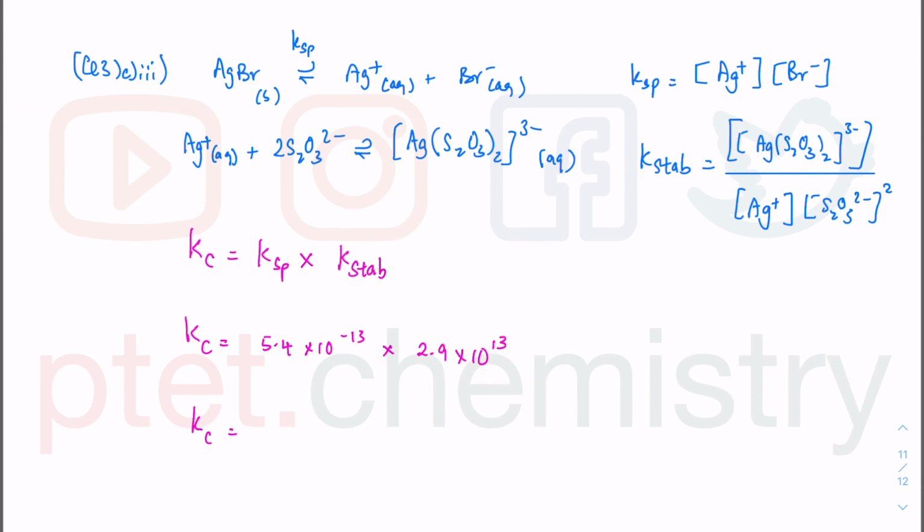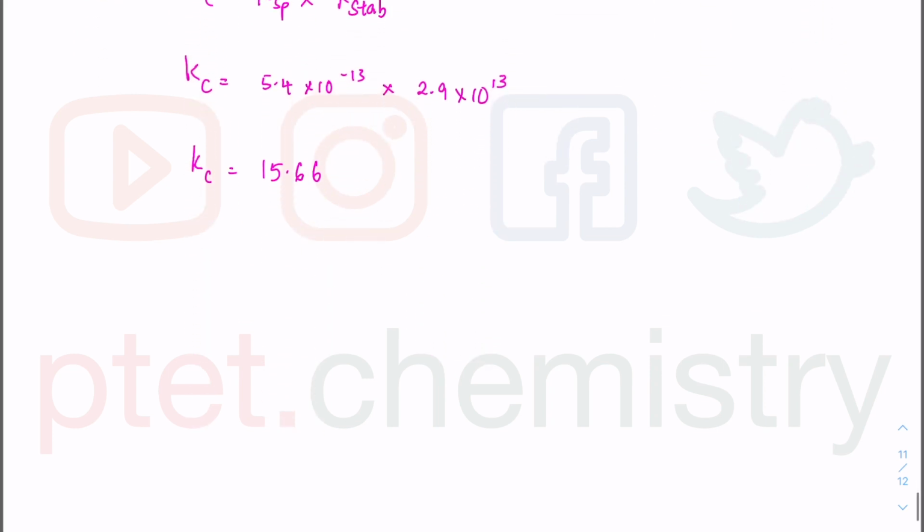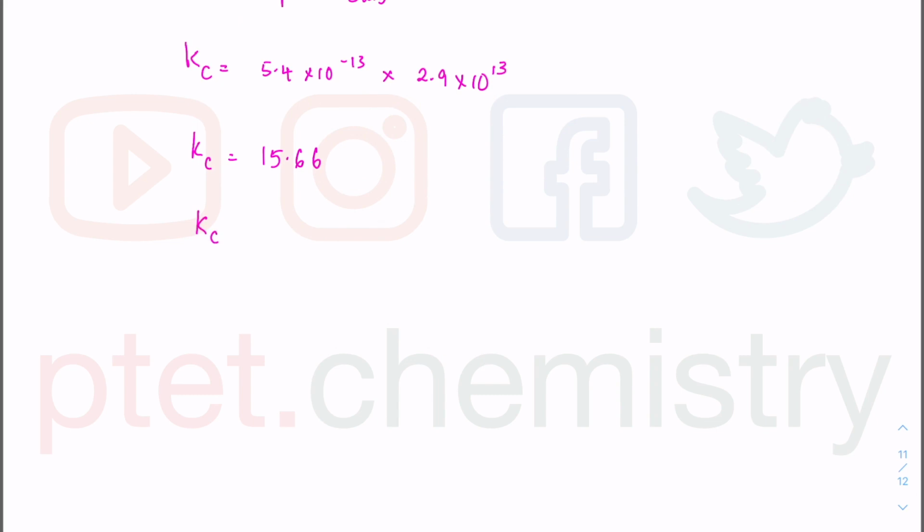So let's do this on your calculator. I get 15.66. However, given the data was to two significant figures back in AS topic 1, they already said that candidates should be able to understand what is the appropriate number of significant figures based on the data given. So this is Kc, and I am giving it 2 significant figures based on what is appropriate for the data given.